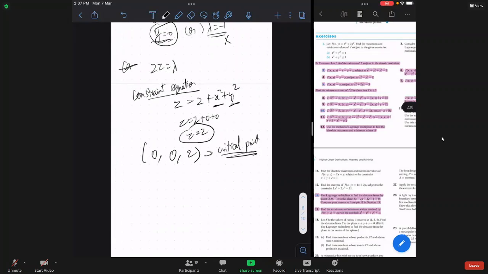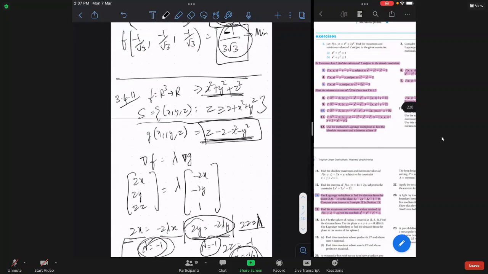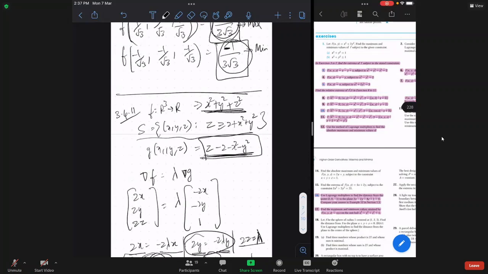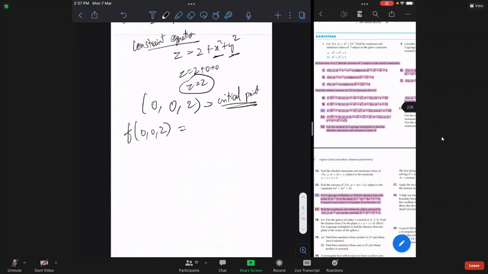So let's see the value of this function at 0, 0, 2. What is the function that we have? x squared plus y squared plus z squared. So that's going to be 0 plus 0 plus 4, which is 4.